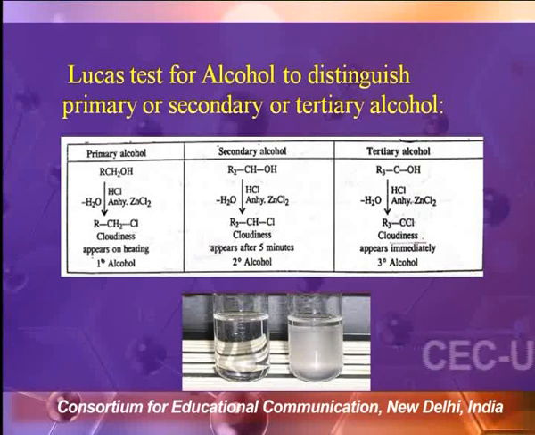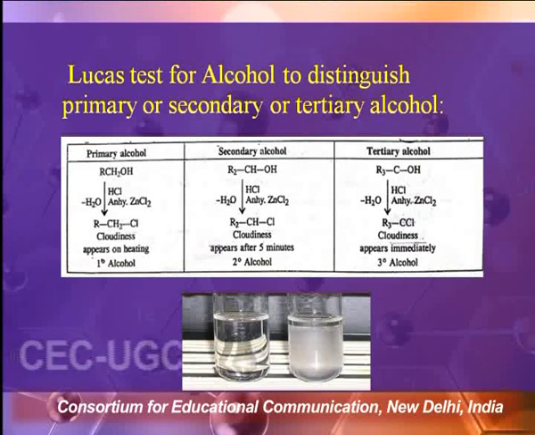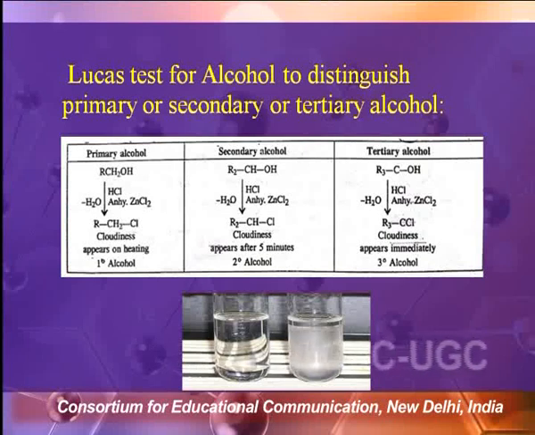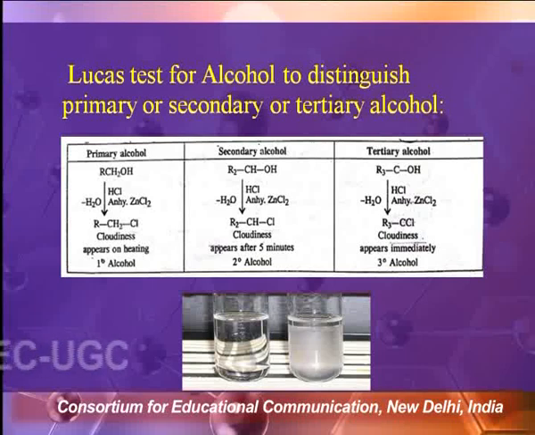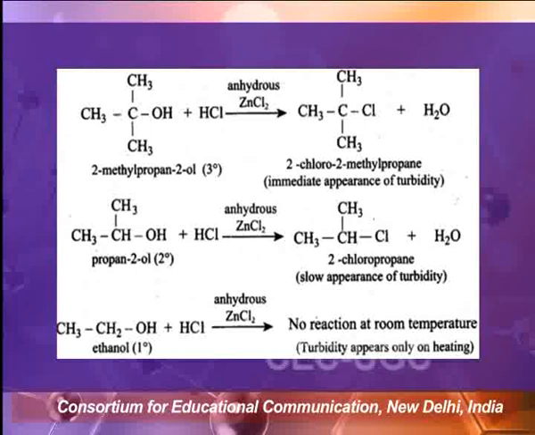And if tertiary alcohol is there, the turbidity appears immediately, meaning a tertiary alcoholic functional group is there. How does the turbidity appear? You can see in the picture, a clear solution is transparent, and you can also see what the turbidity looks like. So the Lucas test is a test to distinguish between primary, secondary or tertiary alcohols with the reagent anhydrous zinc chloride in HCl.